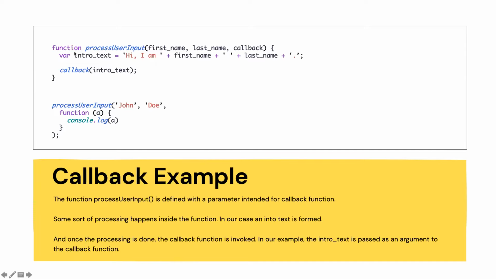and we form an intro text, and we pass that intro text to our callback function. So when we invoke process user input at any later stage, we get access to the intro text and we can do whatever we need at that time. We can print it, log it, do some calculations with it. It's totally flexible and up to us what we do with the intro text that we get.